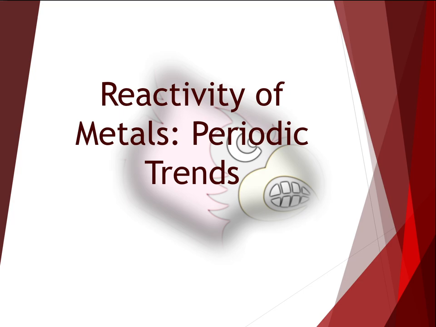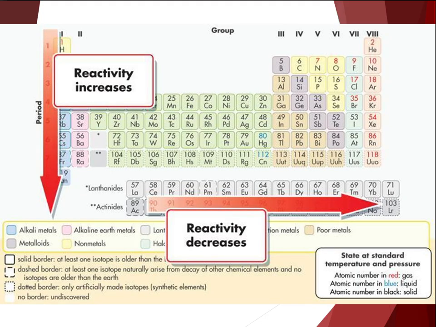Reactivity of metals. Periodic trends. In summary, the reactivity of metals tends to decrease from left to right across the periodic table. The reactivity of metals also tends to increase as you move down within a group.